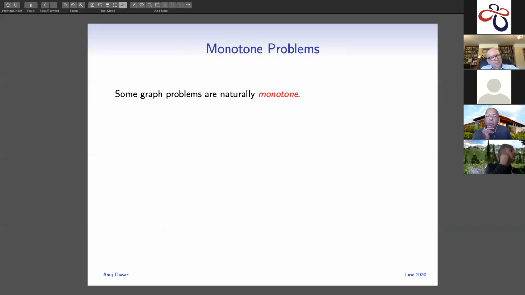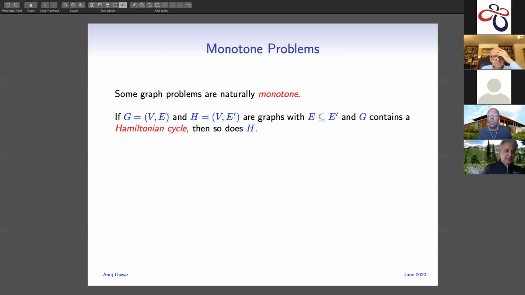Probably the first such successful one was Razborov's results on monotone circuits, and the point is that these were actually about graph properties. So some graph properties are naturally monotone. What does monotone mean? It means if you have two graphs on the same set of vertices, one of which has strictly more edges than the other, so every edge in G is also an edge in H, we say the property is monotone.